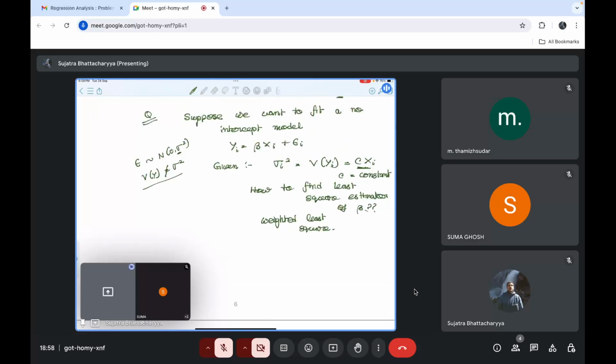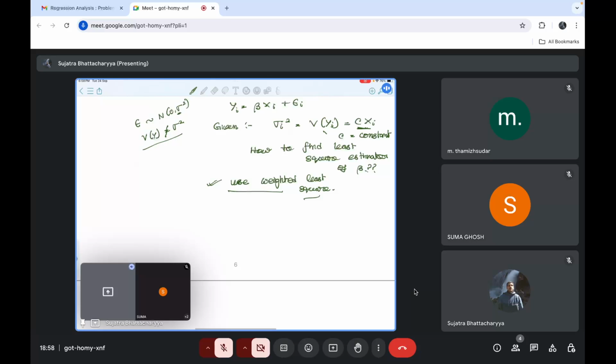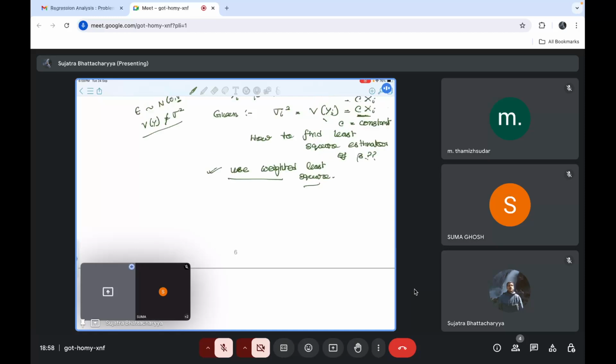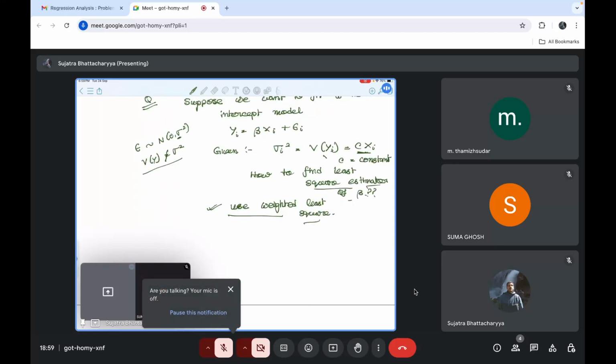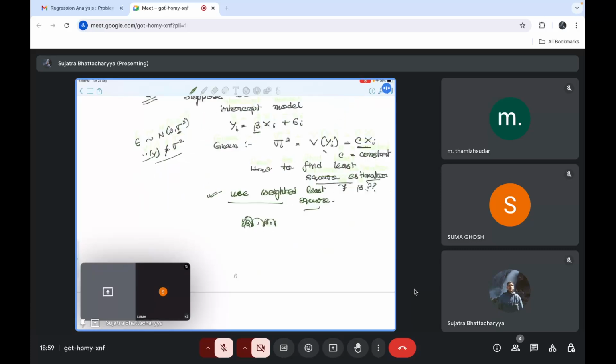One piece of information given here is that your variance is not constant. It is c times xi. So we have to use this weighted least square technique. One piece of information is enough to tell you what to use. So let's see how to solve. The question is how to find the least square estimate of beta. That means you have to calculate beta; there is no intercept here, so the slope is not there. Beta is what you have to calculate.